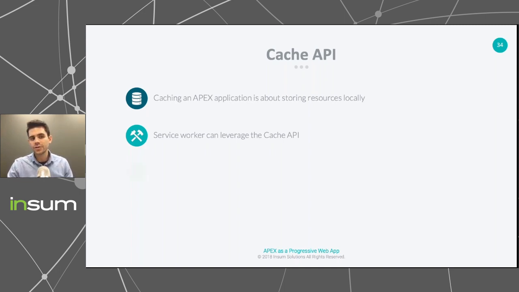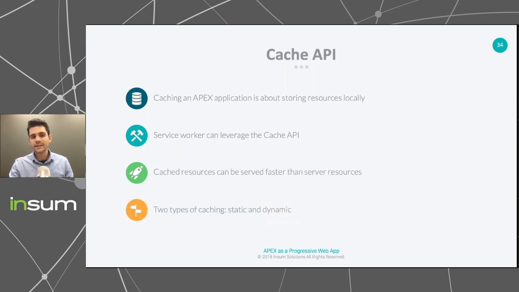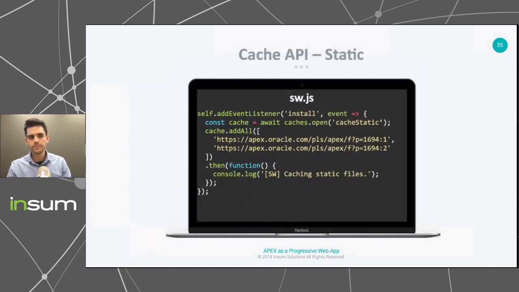One obvious advantage of caching resources is that they can be served faster than regular server resources. So not only a service worker allows offline usage, but it also increases the performance of your application. Now, there are two types of caching, static and dynamic. Let's review both and highlight the differences. So at this time, our service worker is running, but it doesn't really do anything.